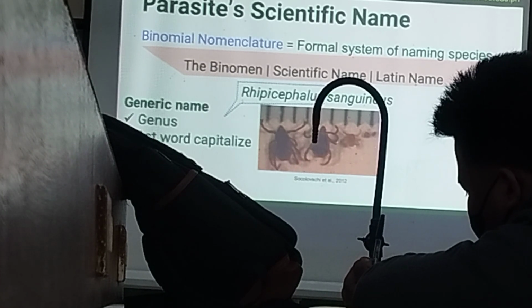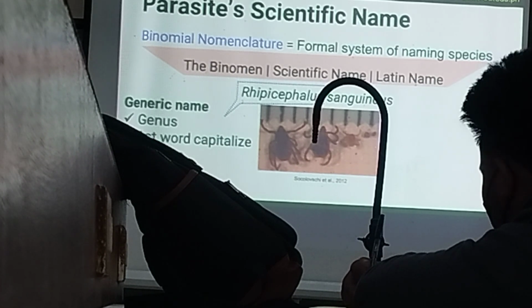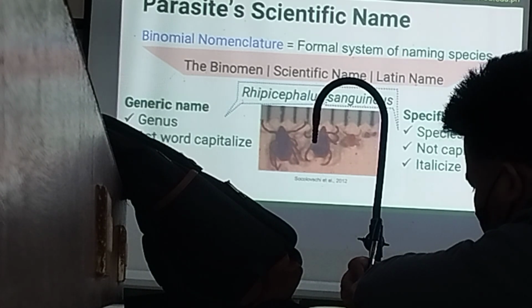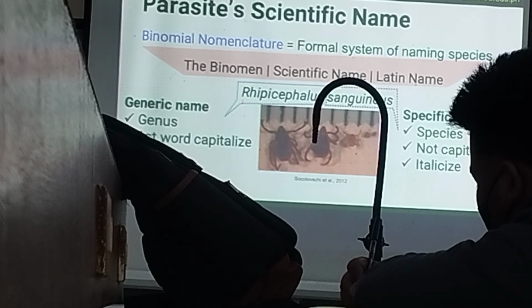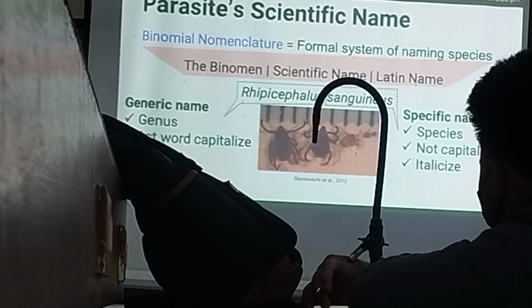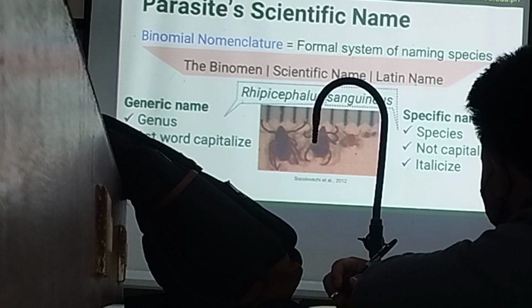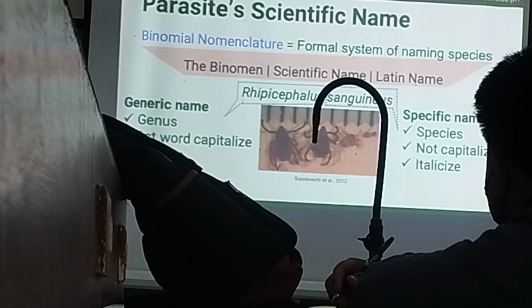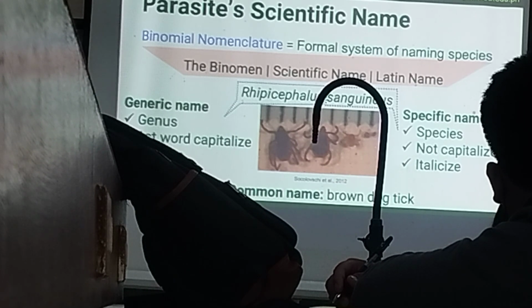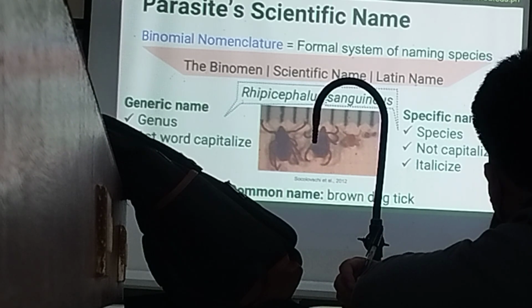The first word of the scientific name should be capitalized, and it should be italicized. And then the next word is your specific name, which describes the species. It is not capitalized, but italicized. We also have what we call the common name. What is the common name? It's the brown dog tick, although there are some other variations like the kennel tick and pantropical tick.